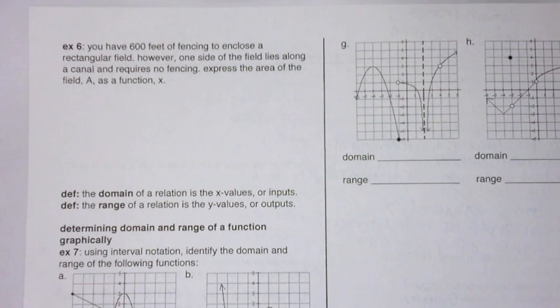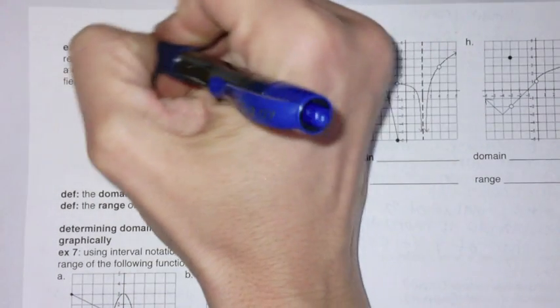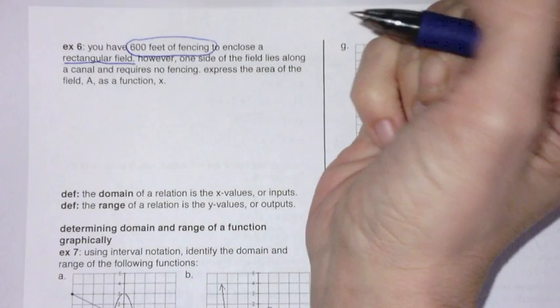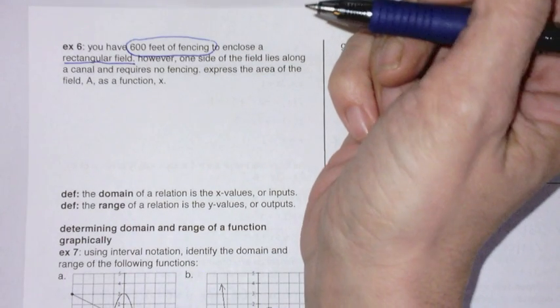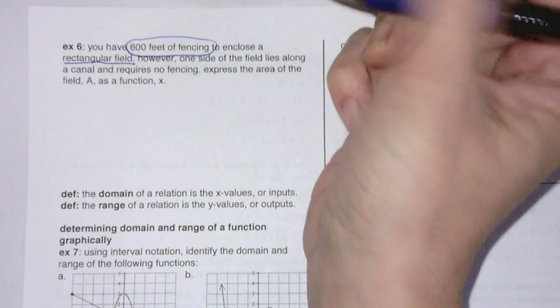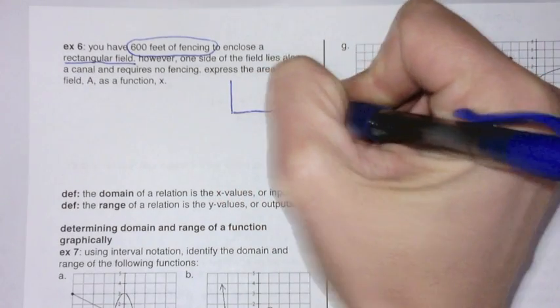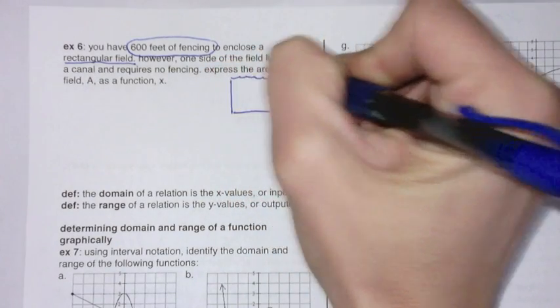Okay, on the back side, it's the same kind of problem. We're just applying it to a new situation. So you have 600 feet of fencing to enclose a rectangular field. However, oh no, one side of the field lies along a canal and doesn't require the fencing. So here's our rectangular area, and here's the canal.